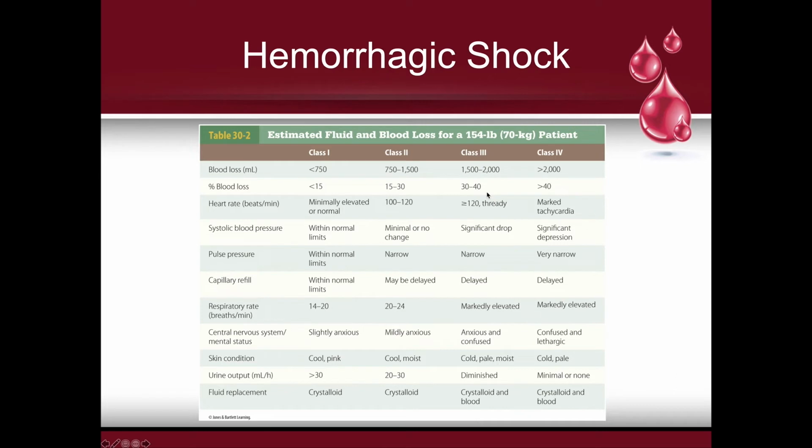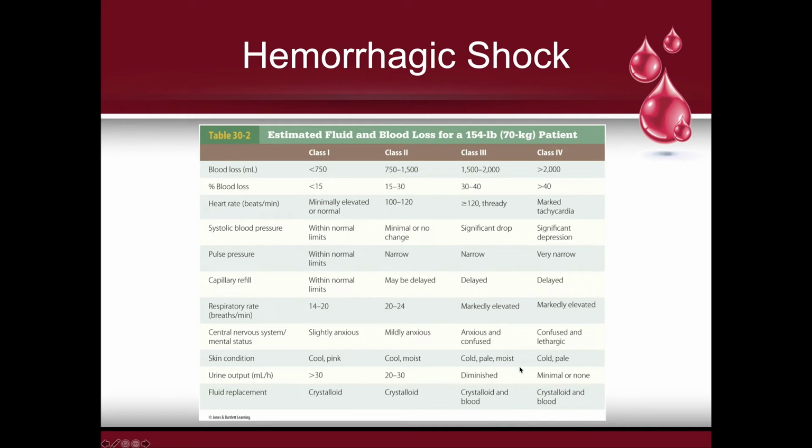This is going to be 30 to 40%. This is going to be a pretty fast pulse, faster than 120. They're going to have a significant drop in their systolic blood pressure. And then it's also going to be a narrow pulse pressure, but now their diastolic might actually start to come down. Capillary refill will be delayed. They'll have markedly elevated respiration because whenever somebody goes into shock, they want to start breathing faster just because they're not getting enough oxygen where it needs to go.